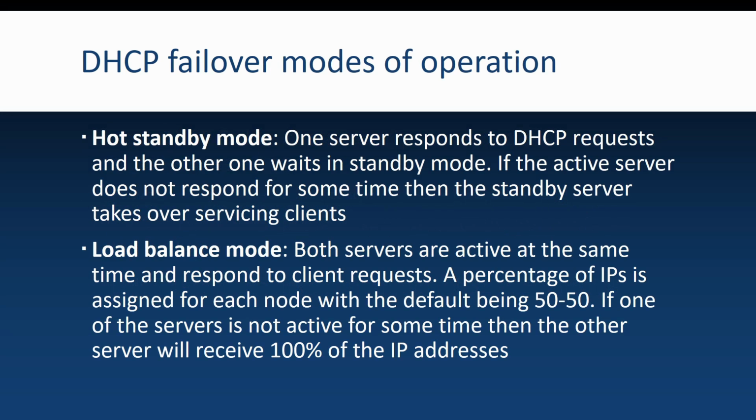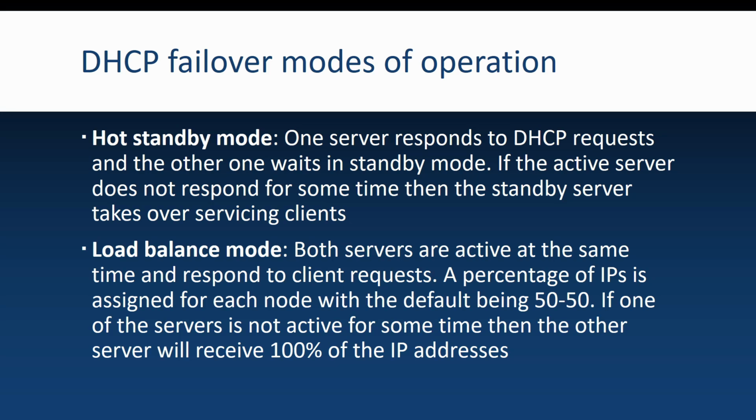Also, one DHCP server can have a maximum of 41 relationships, which I think is more than enough. Failover has two modes of operation. The first one is hot standby mode, and in this mode we have one server that will respond to DHCP requests and another one that will wait in standby mode. If the active server for some reason does not respond anymore, or the DHCP service is not available, then the standby will take its place and start servicing DHCP clients.